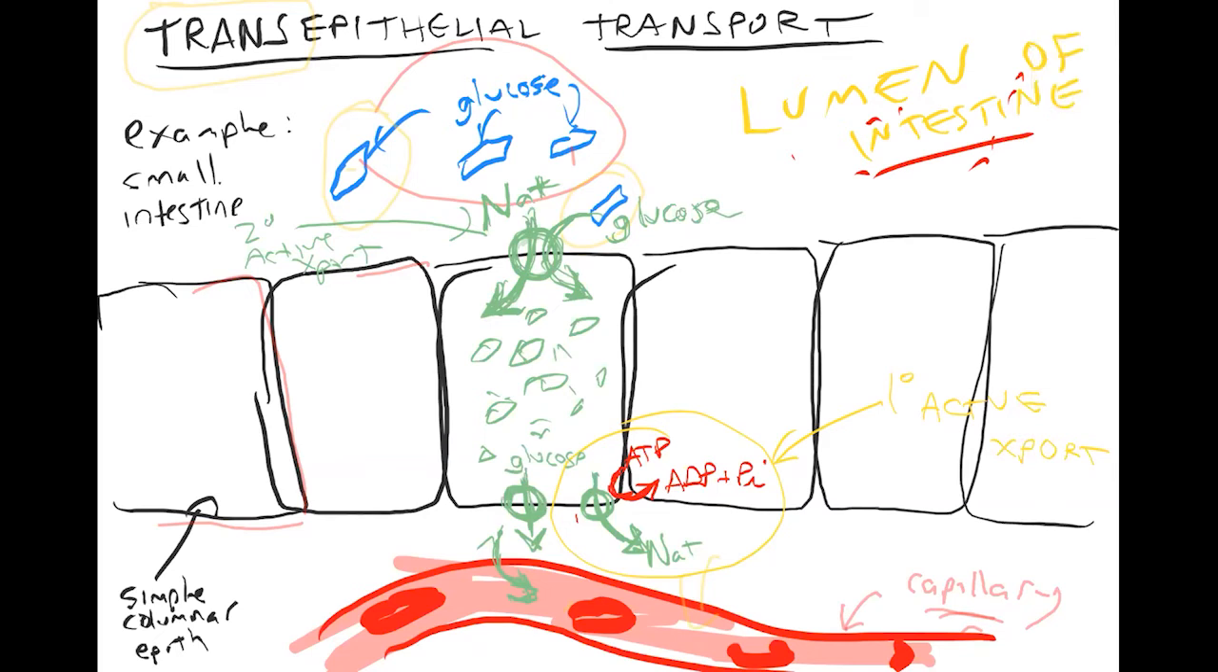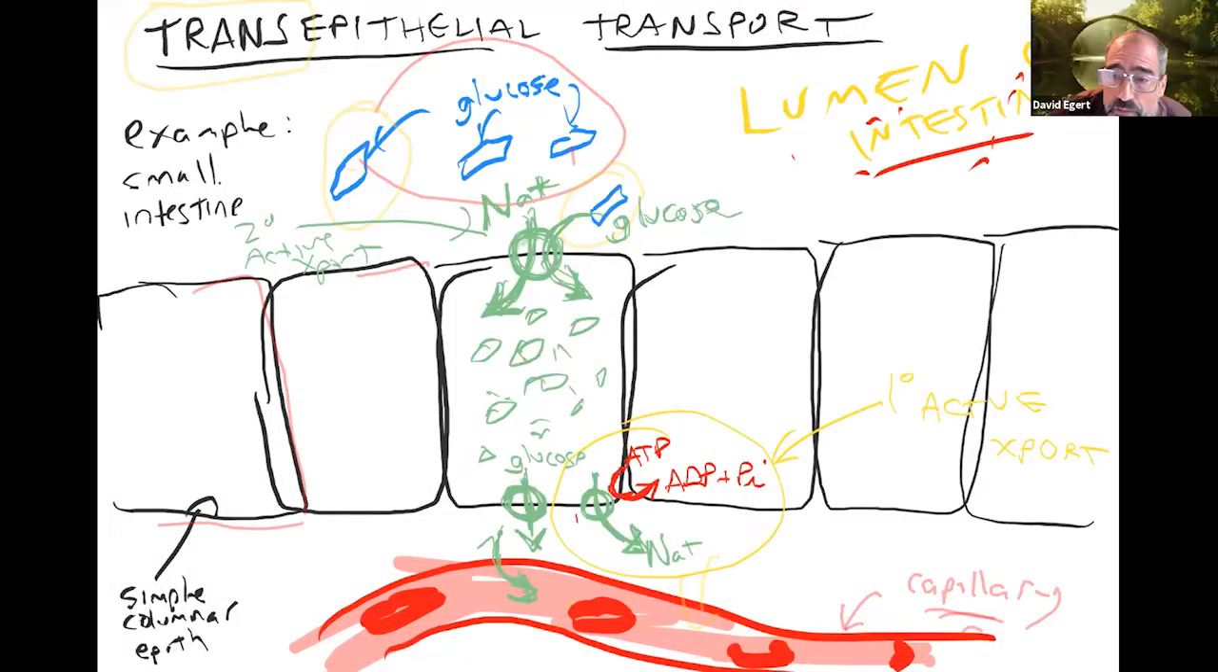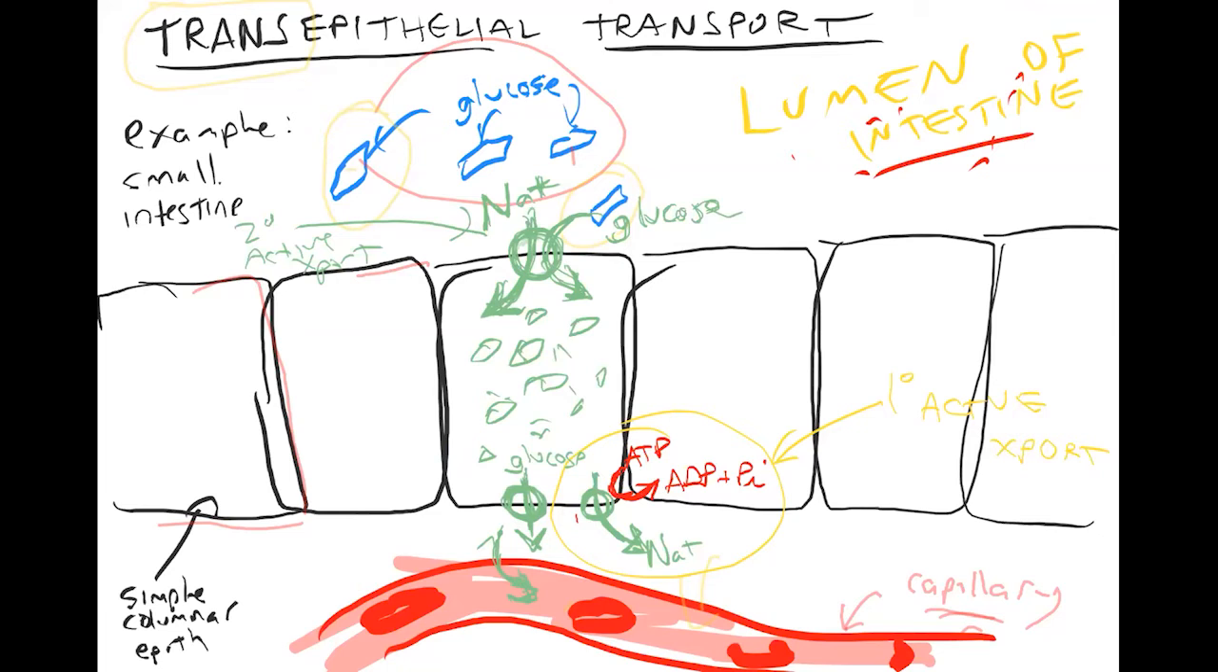Can I ask a quick question? Sure. So it's secondary transport to get through the columnar epithelium, and then it's primary transport to get it into the capillaries? No. So let me finish this and then see if the question still makes sense. Okay.